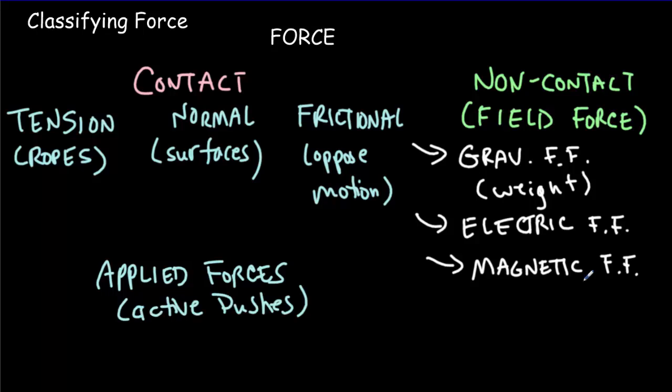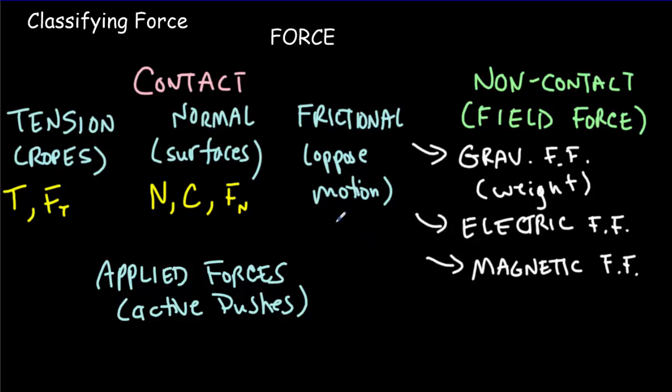Now, of course, physicists are lazy. They don't like going around and writing words like tension, normal, and frictional all the time, so they use symbols. And they'll typically use a capital T for tension or an F with a subscript T for tension. For normal forces, you'll usually see an N, a C, or an F with a subscript N.